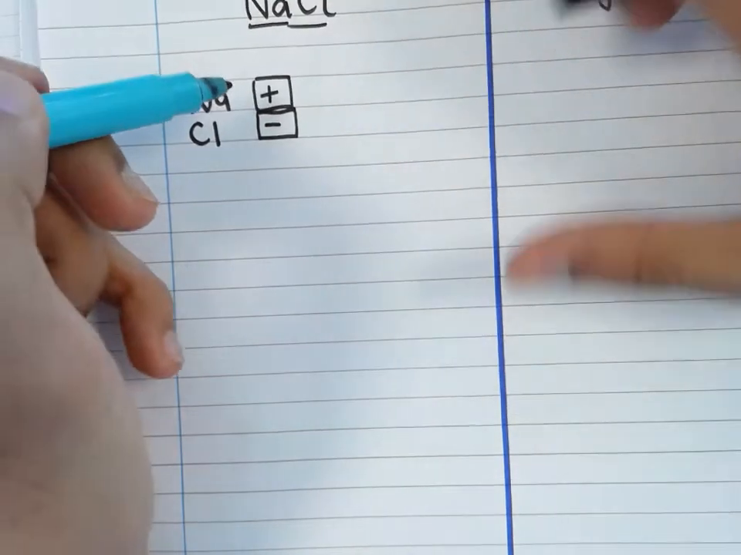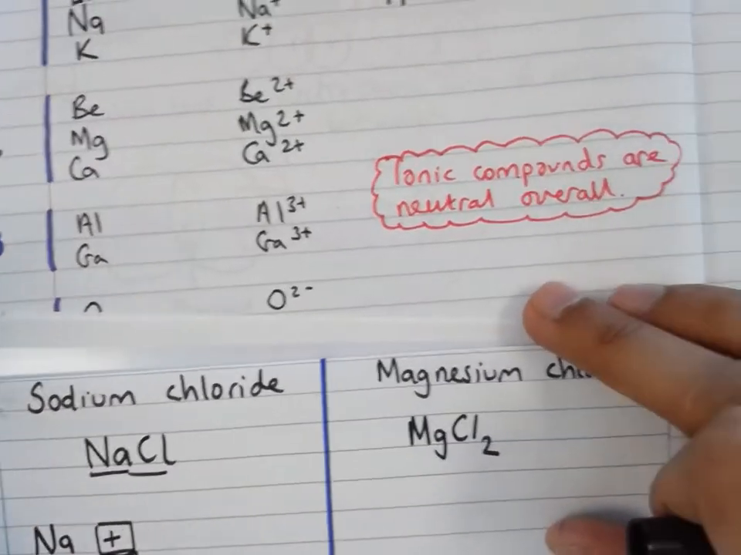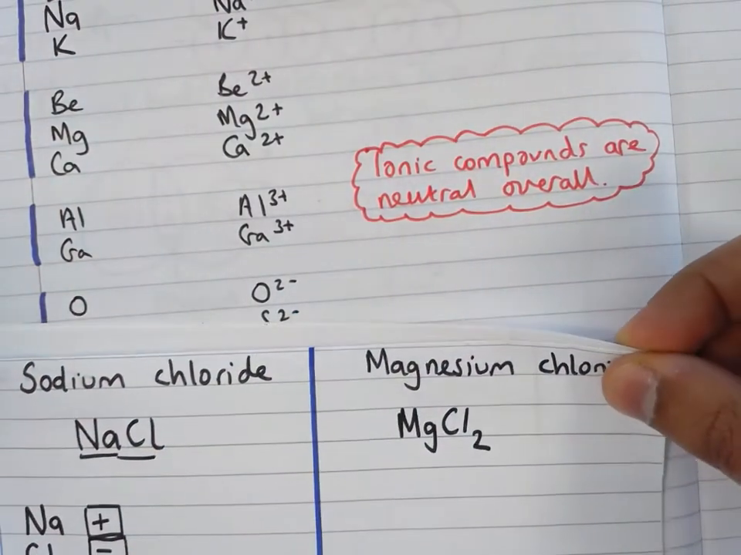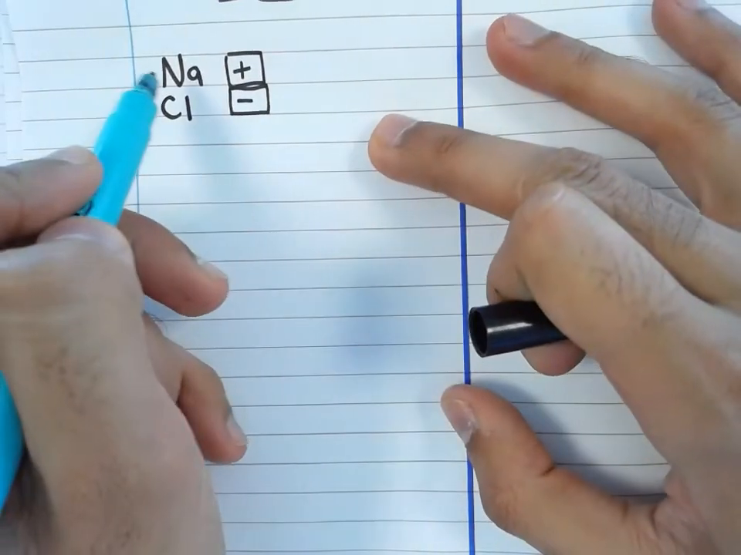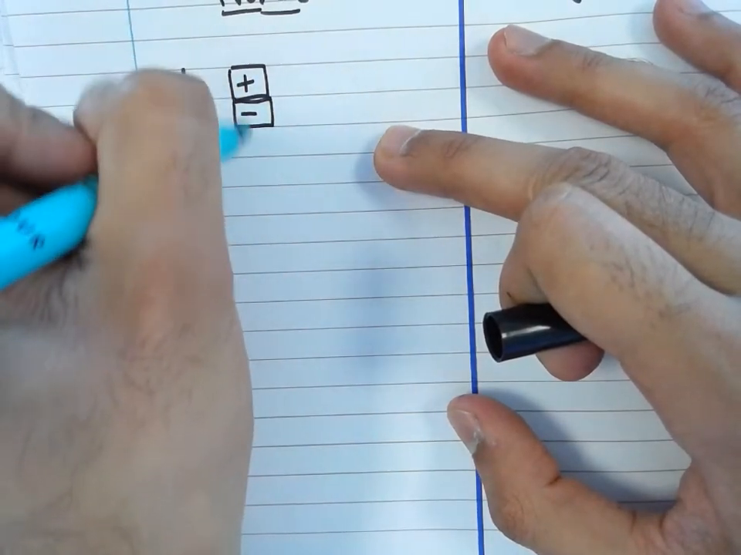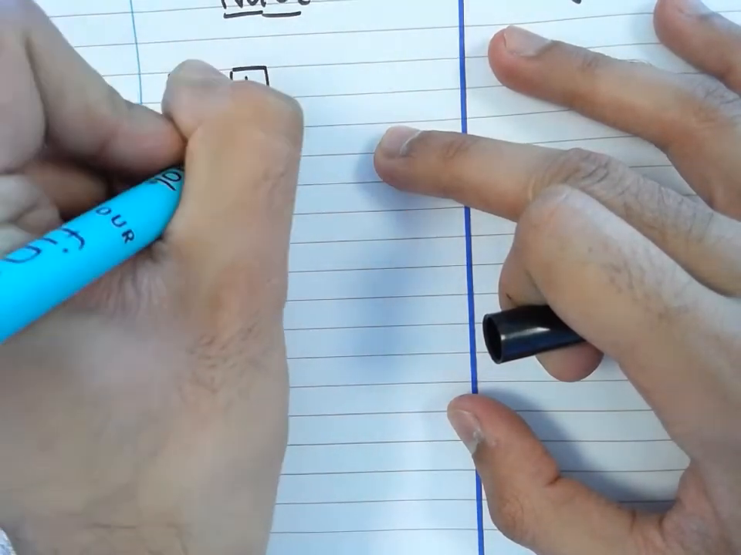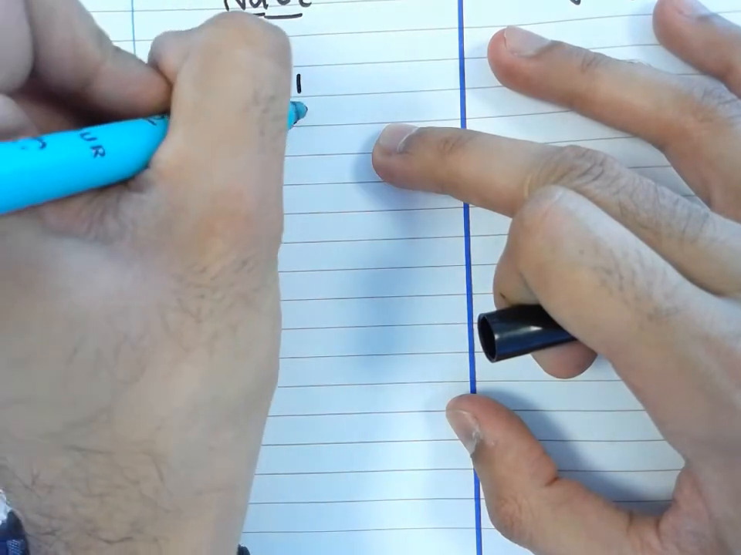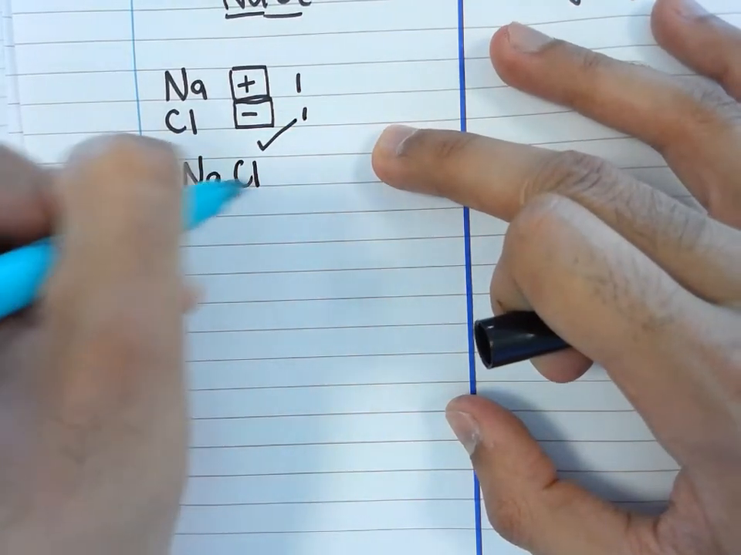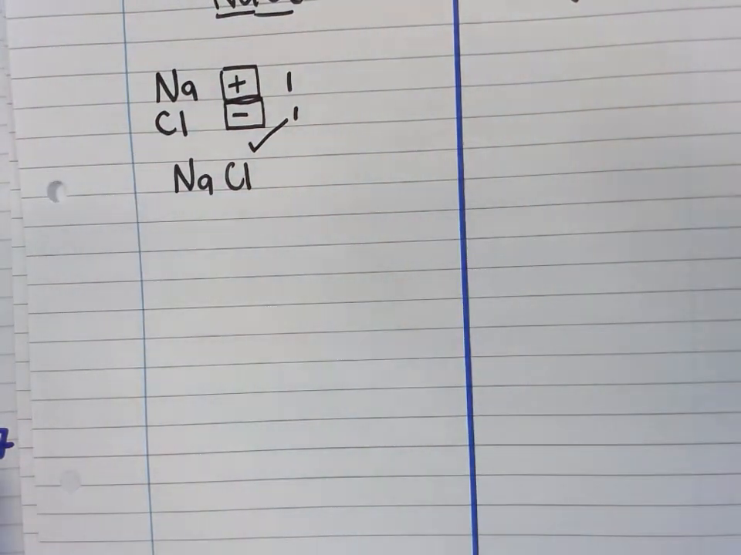Now, the important fact is that ionic compounds are neutral overall. So, if I have a ratio of 1 sodium ion for every 1 chloride ion, they are neutral because the charges will cancel. So I've got 1 sodium and 1 chloride ion, so my formula will be Na1Cl1. But we don't write the ones in the formula.